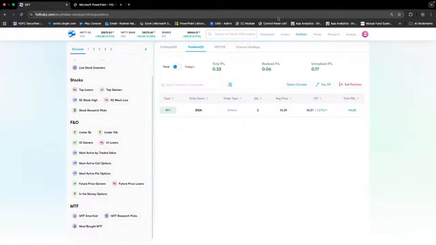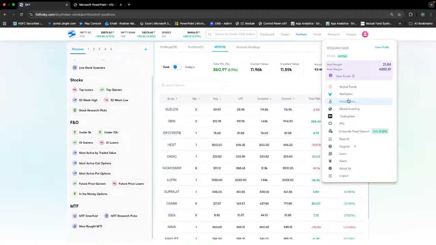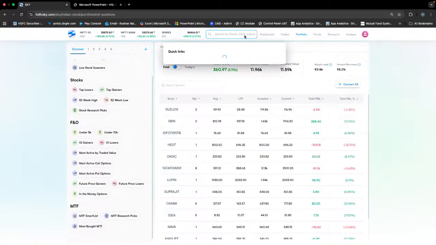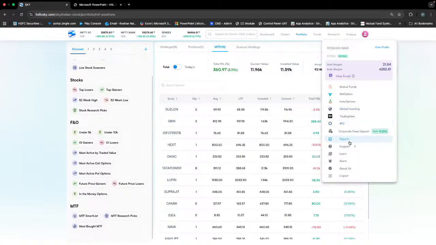Final part to this is that for MTF, let's say I have already bought an MTF. I want to see what are my interest charges. Right. I have invested in MTF. How much interest have I paid? So I'll just quickly check here. Yeah, we're using our search. Okay, we have this, right? MTF form. As you can see, you can search also. Using a search, you have access to all this report section, MTF position summary, MTF margin summary, MTF eligible scripts, right? But okay, so I'll still show you by going to reports because all reports are easily accessible there.